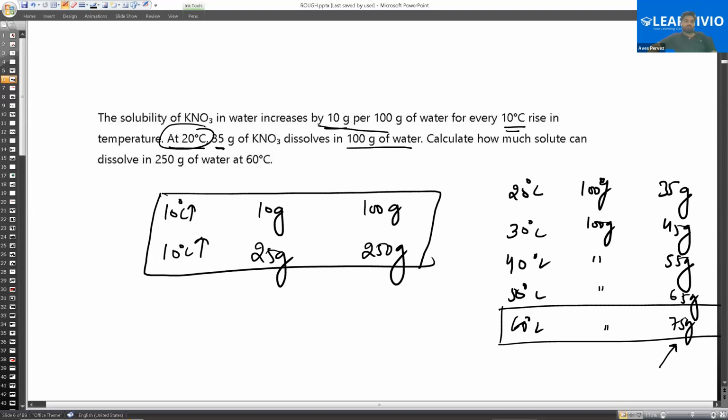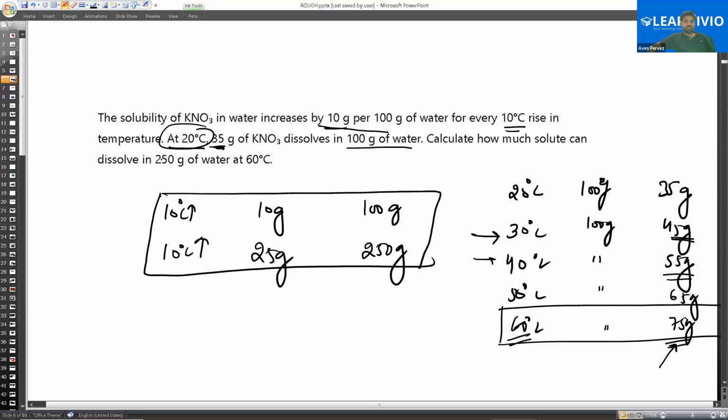So when the temperature goes from 20 to 30 degrees, instead of 35, you can add 45 grams. At 30 degrees, you can add 45 grams. Then at 40 degrees, again a 10 degree rise, you can add an extra 10 gram. Maximum you can add 55. Similarly, at 65 degrees Celsius, you can add a total of 75 grams of K, but that is in 100 gram of water.